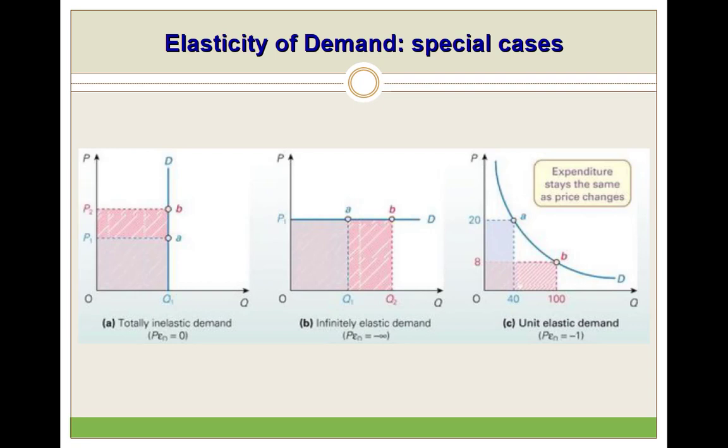What about infinitely elastic or perfectly elastic demand for a product? What sort of products command perfect elasticity? iPhone. At the given price, you can buy any amount.